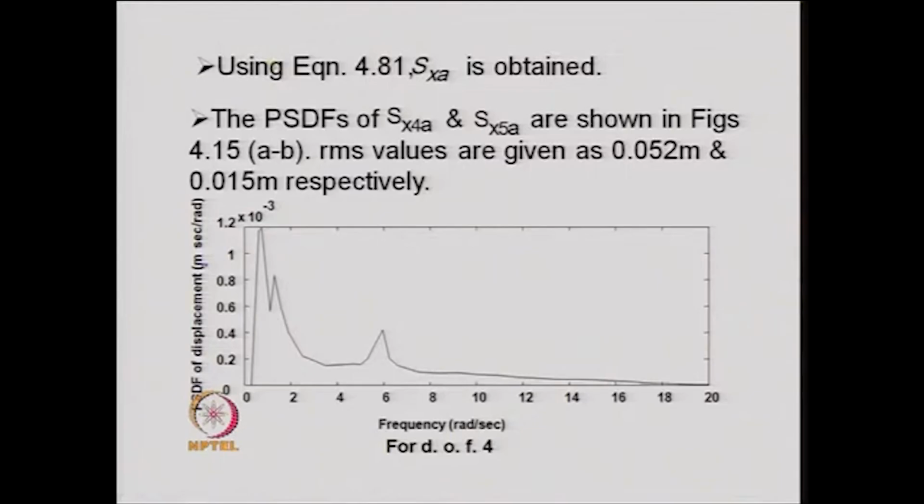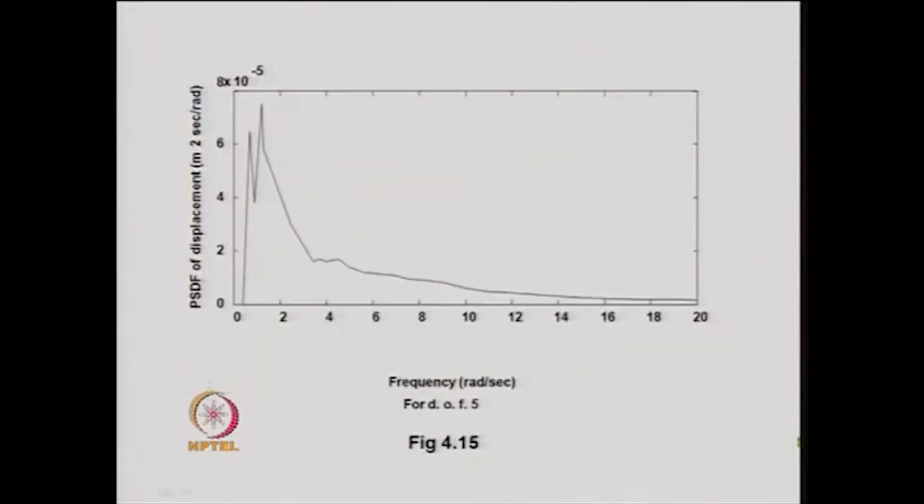And the area under the curve of course provides us the root mean square value of the absolute displacement of degree of freedom 4 and degree of freedom 5. So that is how one can obtain the power spectral density functions of the absolute displacements if it is required.